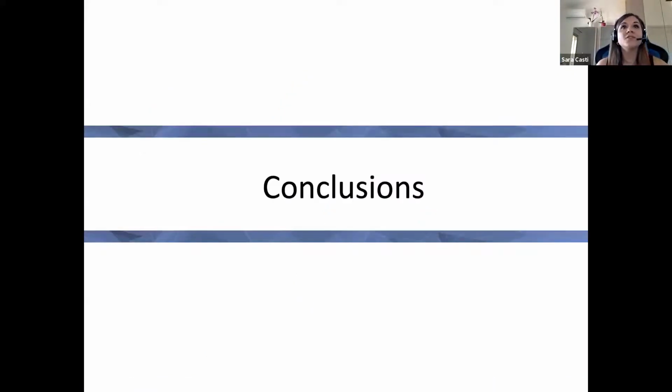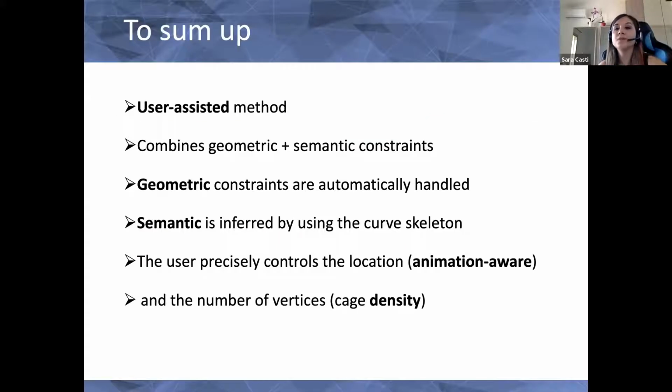So, in conclusion, to sum up, we build a user-assisted method. We combine geometric with semantic constraints. Geometric constraints are automatically handled in the automatic phase of the cage building, while for semantic, we partially rely on the curved skeleton. So the semantic is inferred by the structure of the skeleton. And then for the other part of the semantic, we rely on the user selection. So the user may control the location of the points and the number of density.